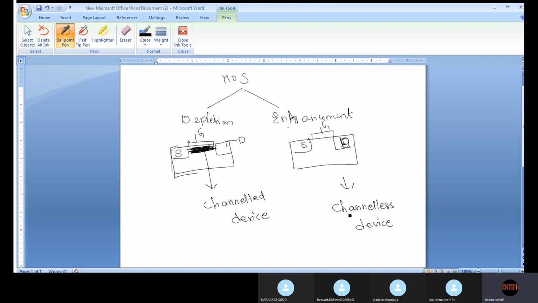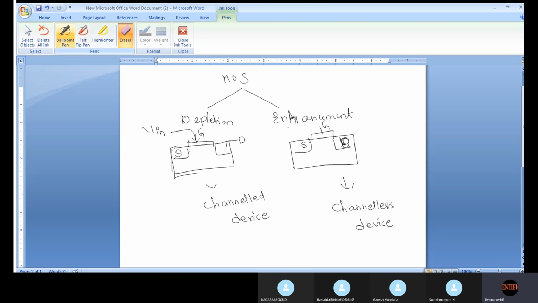So in the depletion mode MOSFET, whenever you are giving the input voltage, where should it be given? At the gate. So whenever you are giving the gate input voltage to the depletion mode MOSFET, what is happening? This channel may be N type or P type. If you are giving some opposite voltage, this channel is getting depleted, eliminated, and the channel will break.